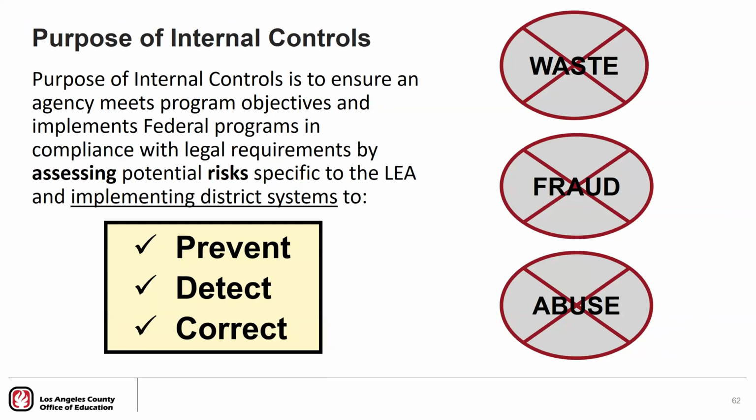The purpose of internal controls is to ensure that agencies meet program objectives and implement federal programs in compliance with the legal requirements by assessing potential risk specific to the LEA and implementing the district systems to ensure that you prevent, detect, or correct any issues of waste, fraud, or abuse. So you want to be proactive to prevent. But if there's something happening, you need to be able to detect that and correct it. You don't want to have any kind of waste, fraud, or abuse. And your internal controls, if they are strong, will be able to prevent, and then you don't have to detect or correct. Next slide, please.